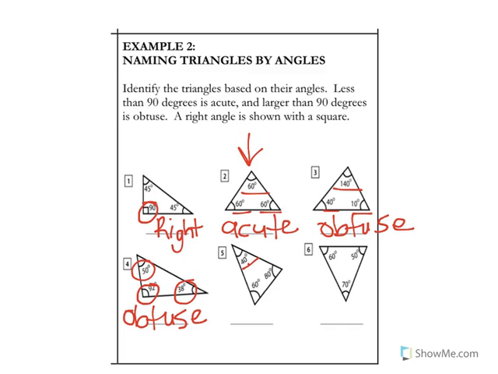And then I see 40, 60, and 80. Very good. So those are three angles less than 90 degrees. So that's an acute triangle. And I've got 60, 50, and 70. Once again, another acute triangle.